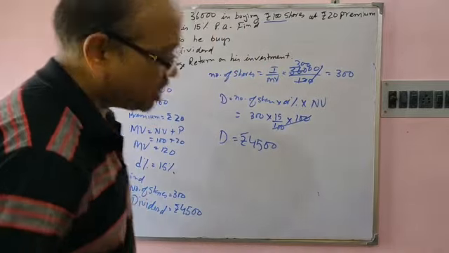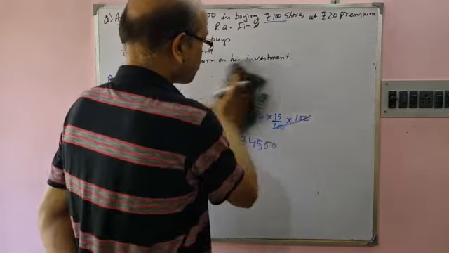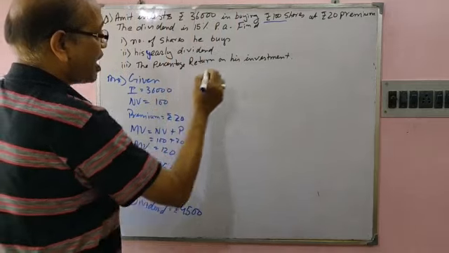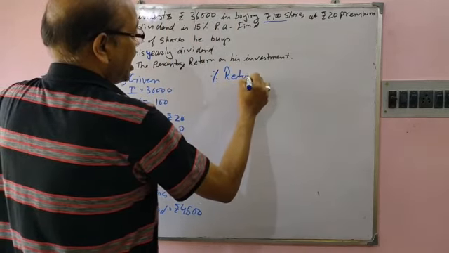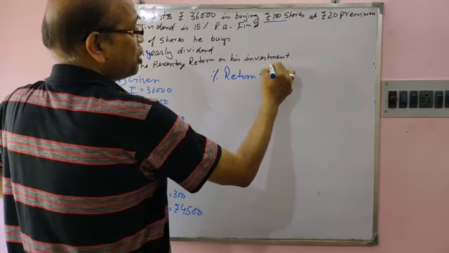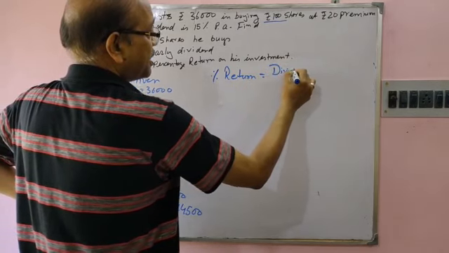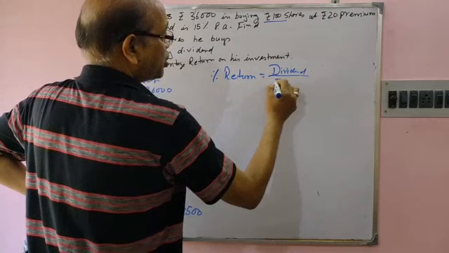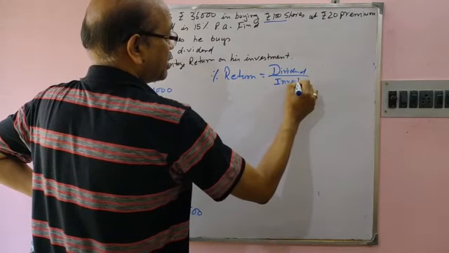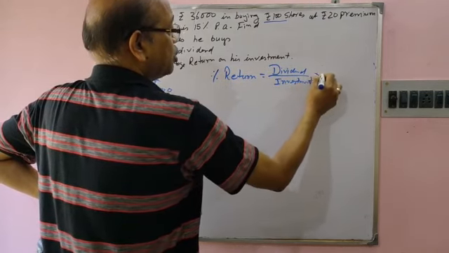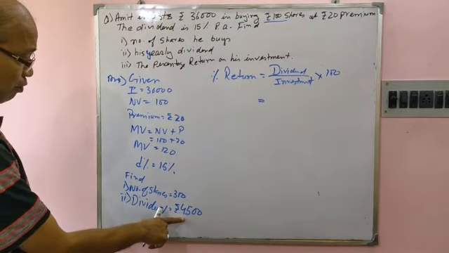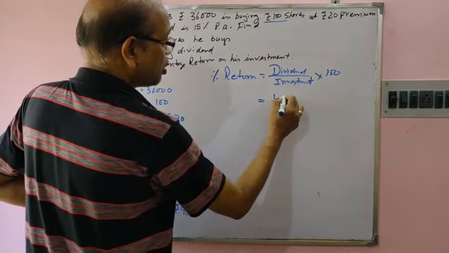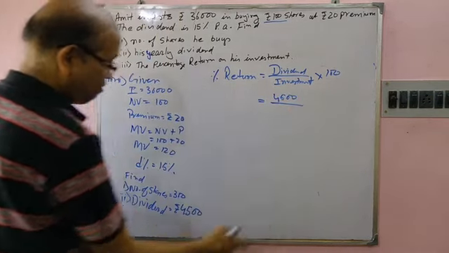The percentage return on his investment. That means we have to find the percentage return, and that is equal to dividend by investment into 100. These formulas have to be remembered. What was the dividend? We have dividend 4500. What was the investment?